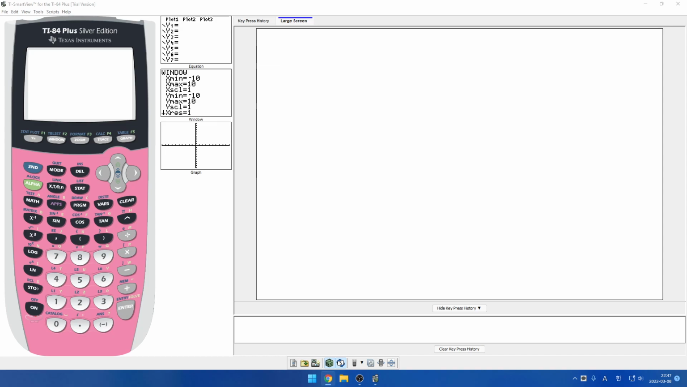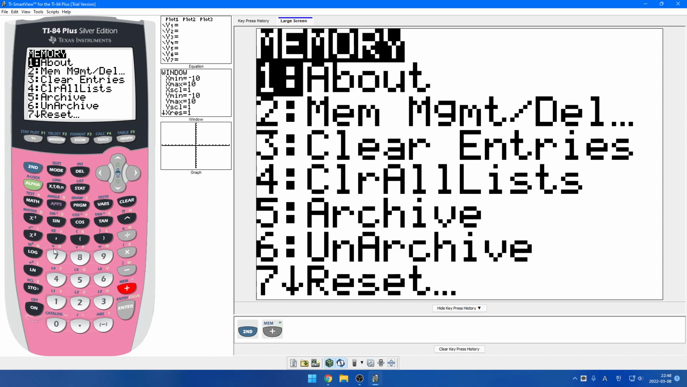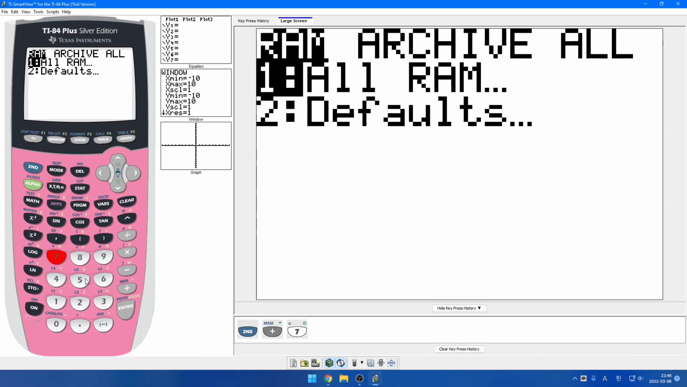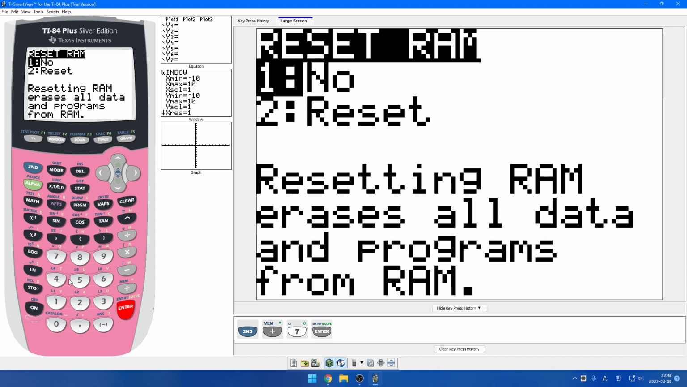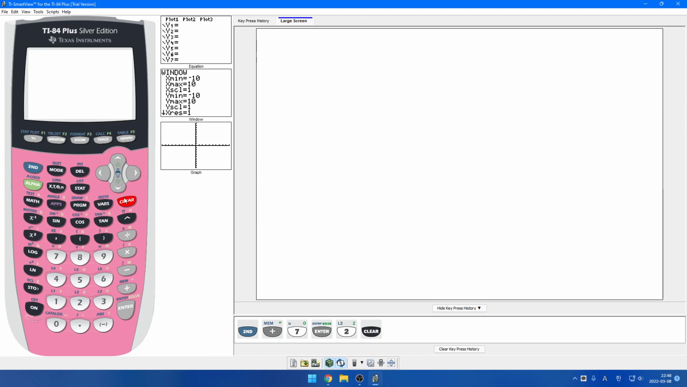Before we start, if there are any issues with your calculator, something's wrong, something's not working, then it might be a good idea to just reset it. So press second, plus, go to memory, press 7, go to reset, all RAM, reset, and then it'll be cleared. Okay, so let's start from the main menu.